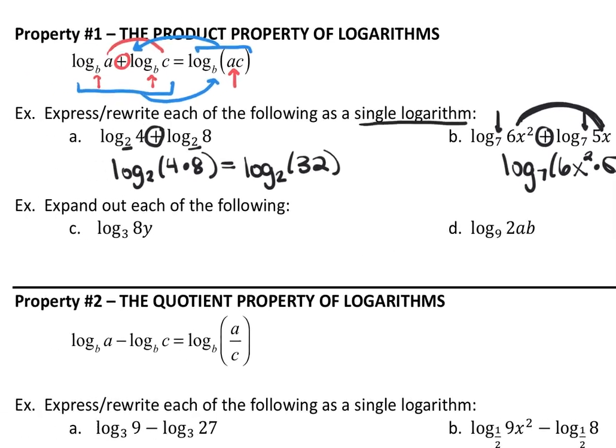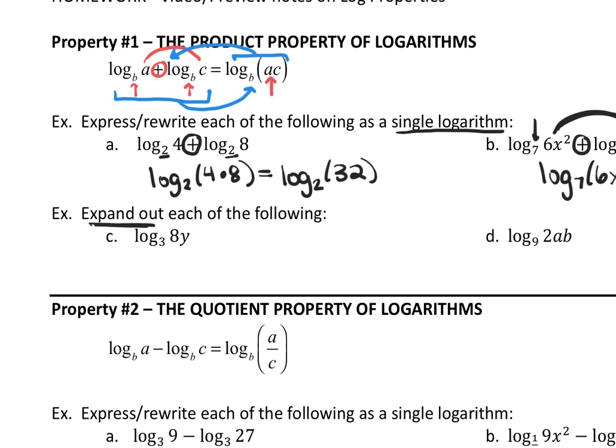Now to go the opposite way, expand out. So now I want to take that single logarithm and I want to write it as multiple logarithms. So what I notice is 8y is the same thing as 8 times y. That's a product. So I'm going to pull that apart. There's 2 things here, which means I'm going to have 2 logarithms. Log base 3 of the first one, the 8. Log base 3 of the second one, the y. And since it's a product, we put a plus between.